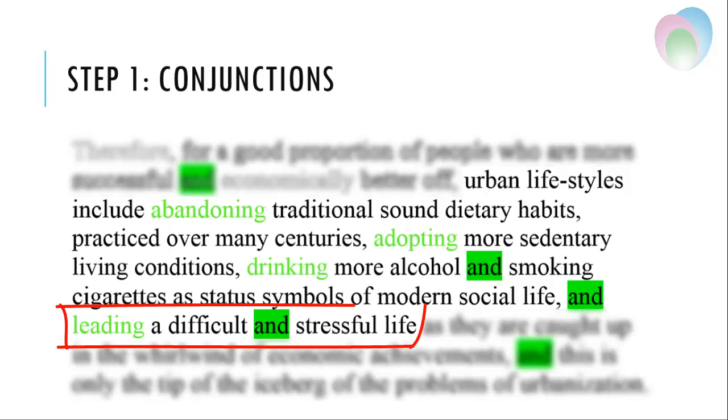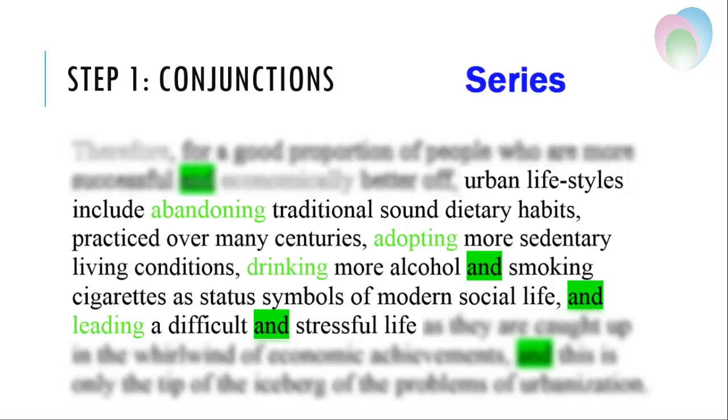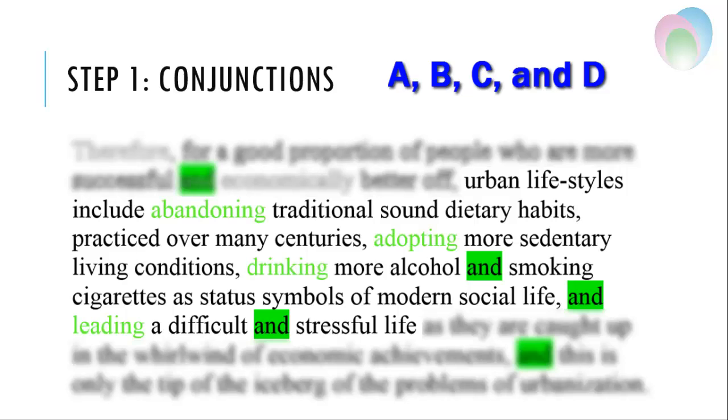But when we look at the structure after and, leading a difficult and stressful life, we see that this is not a complete sentence. Therefore, this and cannot be a large conjunction. The other meaning is that this and is part of a series. Therefore, this and should be connecting more than 1 item, and these items are again parallel with each other.